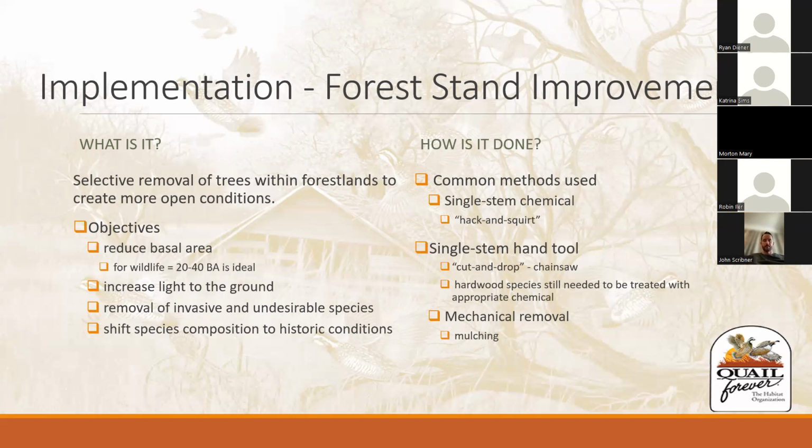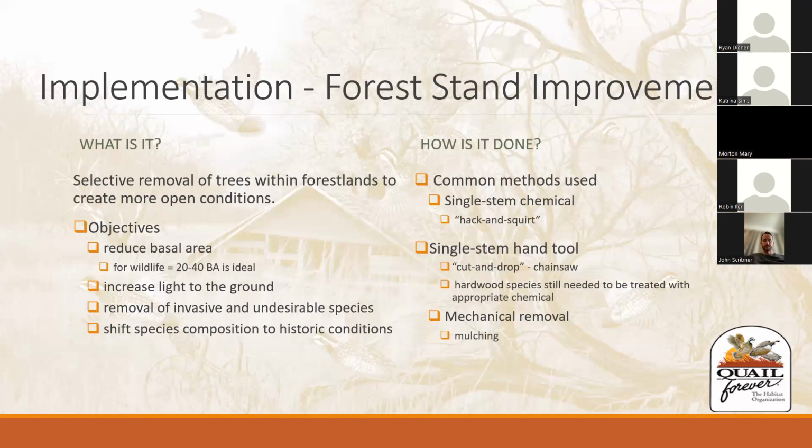So if we go out there in the resource inventory and we're like, well, what we're seeing on this site was indicative of an open woodland, we can use forest stand improvement to shift that species composition and shift that density back to those more open woodland conditions.